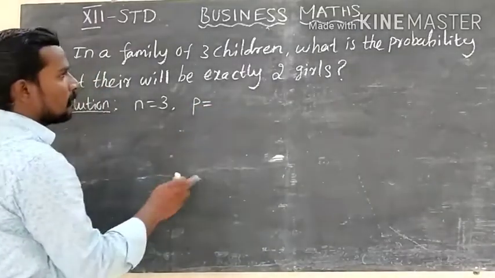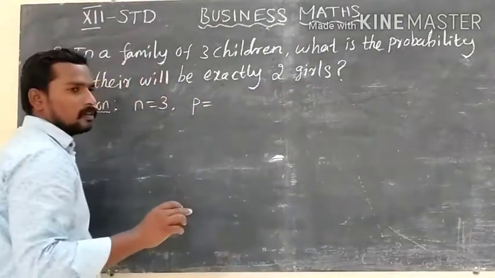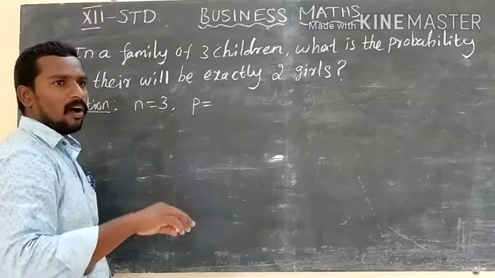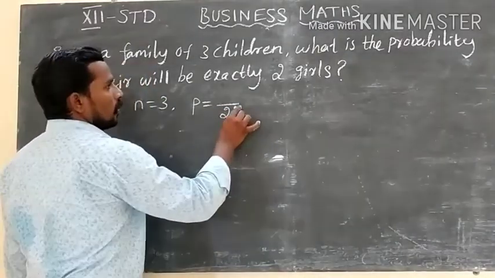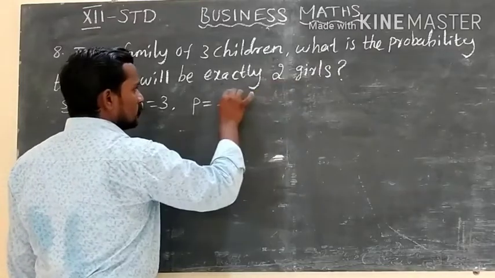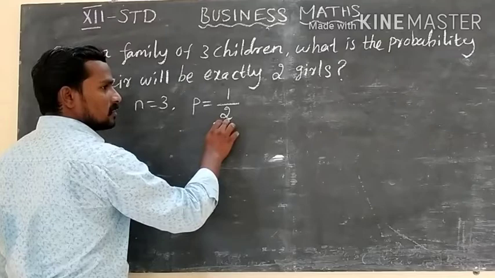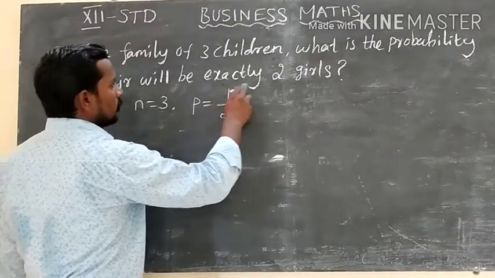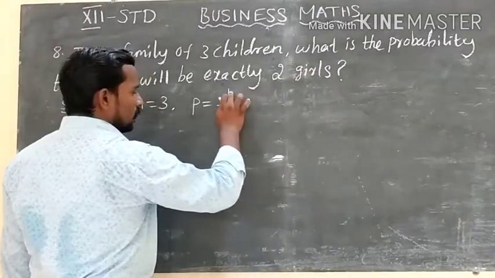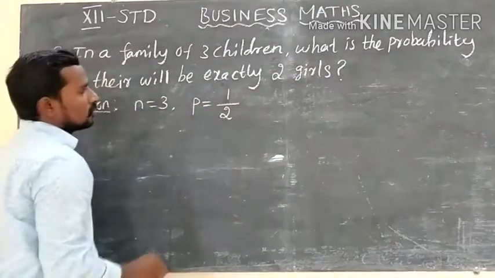P means the number of possibilities. Here we are selecting a girl, so there are 2 sexes, boy or girl. So the total number of possibilities is 2, and we want to select a girl, so 1. The 2 represents boys or girls in the family, and the selected value is girls. So 1 girl is the only one. So P is equal to 1 by 2.